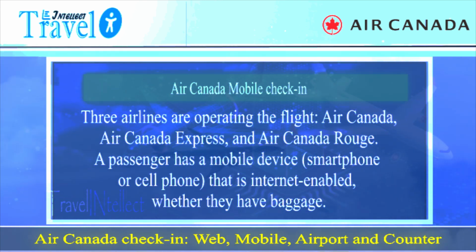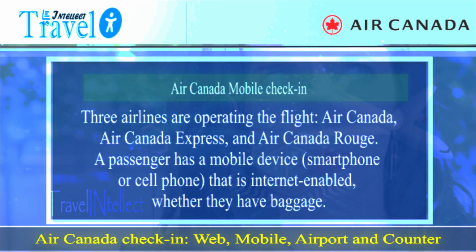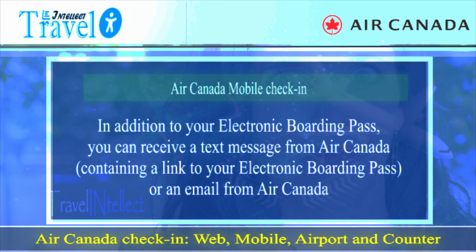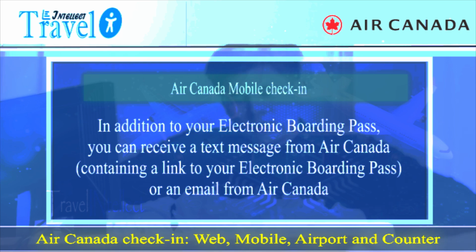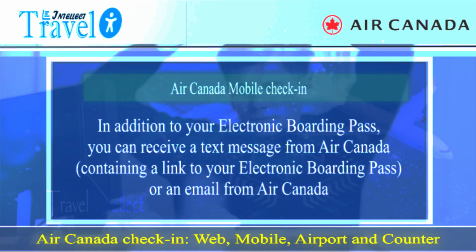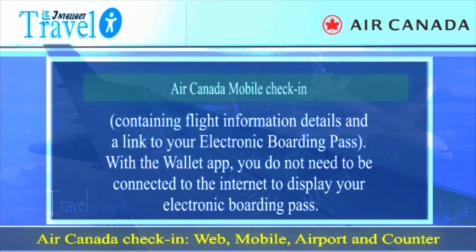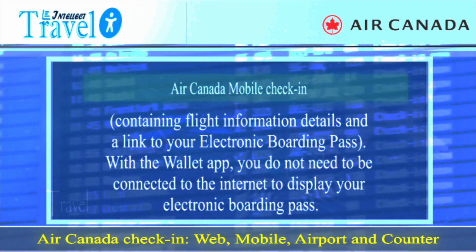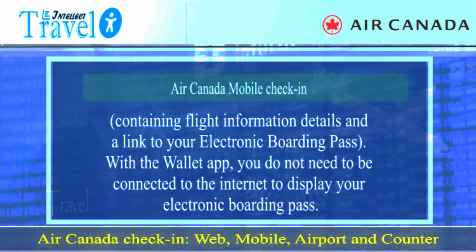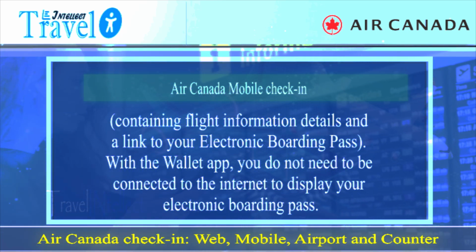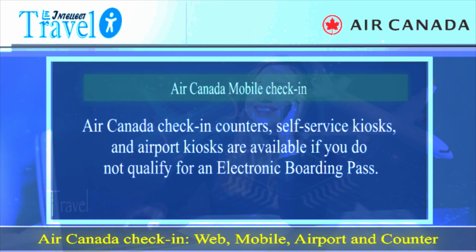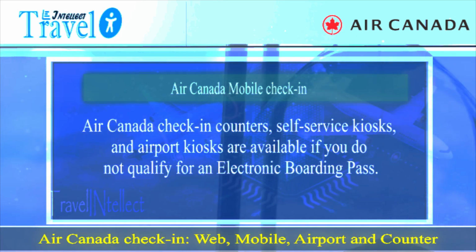A passenger has a mobile device, smartphone or cell phone, that is internet-enabled, whether they have baggage. In addition to your electronic boarding pass, you can receive a text message from Air Canada, containing a link to your electronic boarding pass, or an email from Air Canada, containing flight information details and a link to your electronic boarding pass. With the Wallet app, you do not need to be connected to the internet to display your electronic boarding pass. Air Canada check-in counters, self-service kiosks, and airport kiosks are available if you do not qualify for an electronic boarding pass.